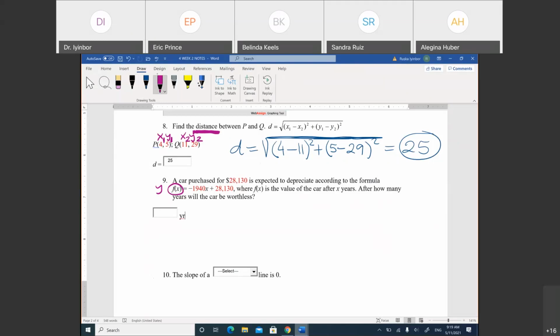Okay? And the question is, after how many years? So that means what is x? Because x is years. So after how many years the car will be worthless? What that means? That means the value of the car is 0, right? So that means y is 0. Everybody understanding that? Yep. So technically you have to solve this equation equals 0.